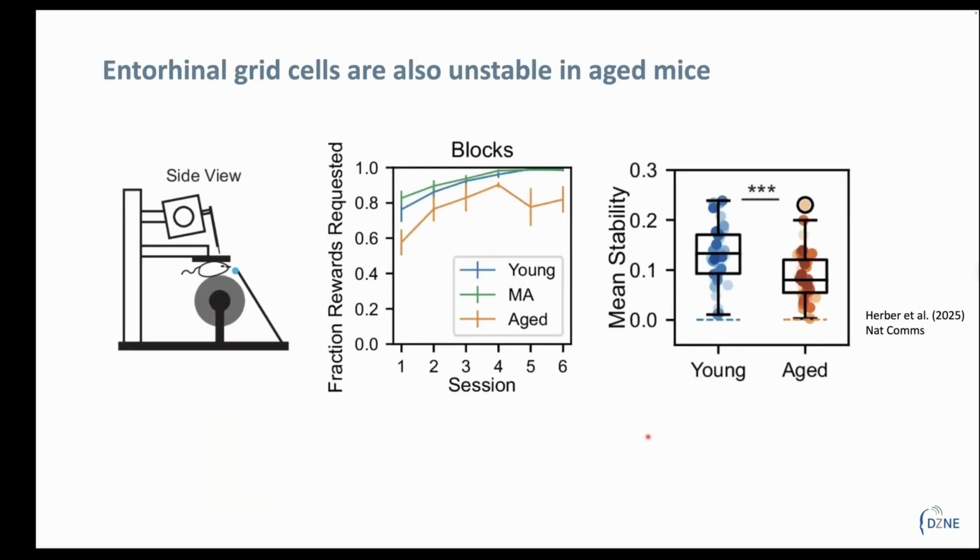And just two or three months ago, a nice paper was published that looked at the stability of grid cells in mice running on a linear track. They also observed lower learning, shown here in aged animals compared to middle-aged and younger animals.